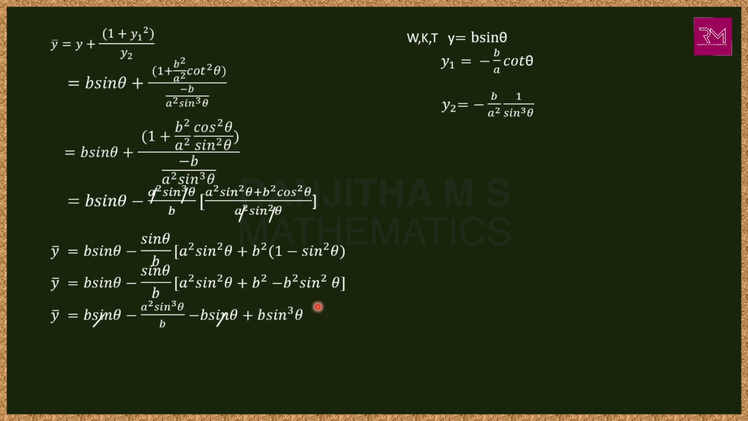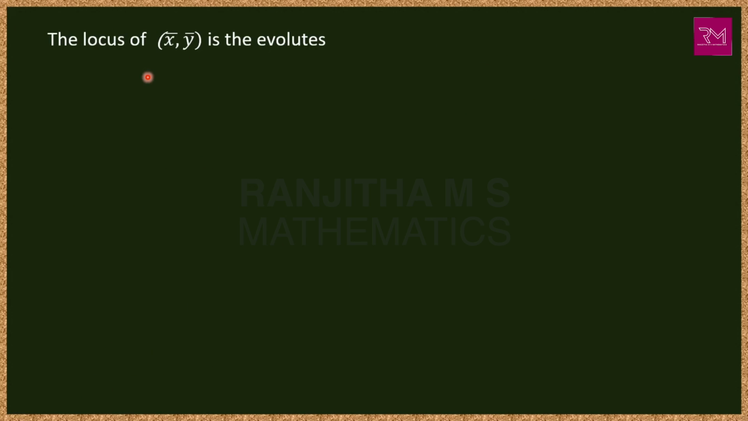Now we can take sin cube theta outside the bracket and b as LCM and simplify, we get y bar value as minus of a square minus b square divided by b into sin cube theta. This is our y bar. Here we find the first step, that is the coordinates of center of curvature, that is x bar and y bar. Here the x bar and y bar do not contain x and y value, we can stop here.